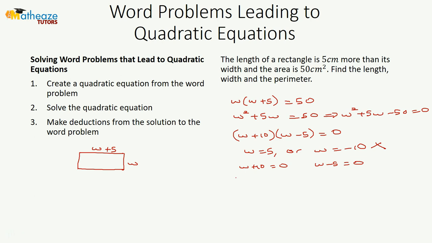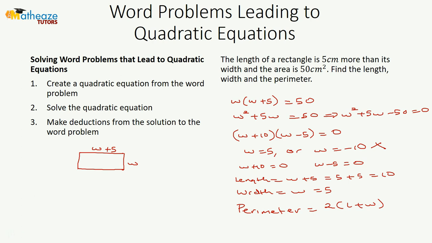So the length is w plus 5, which is 5 plus 5, gives us 10. The width, which is w, and the perimeter, 2 multiplied by length plus width, which is going to give me 2. Length is 10 plus 5, which is 30 centimeters. So this is how you can manipulate word problems to generate quadratic equations.